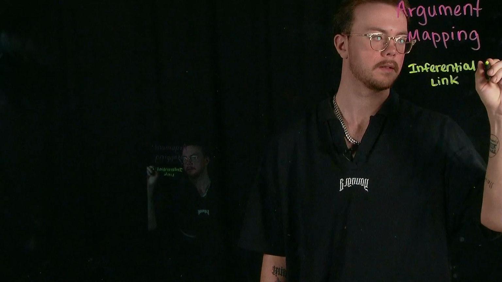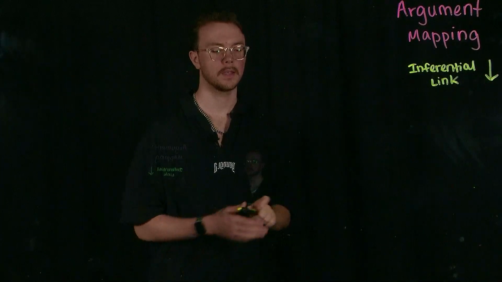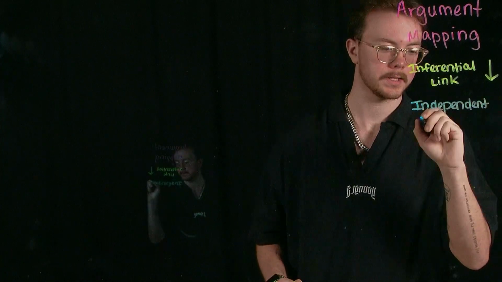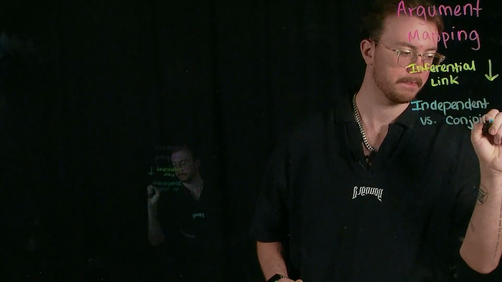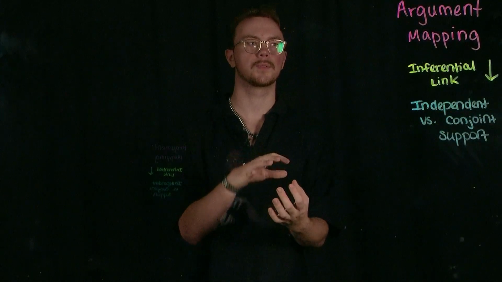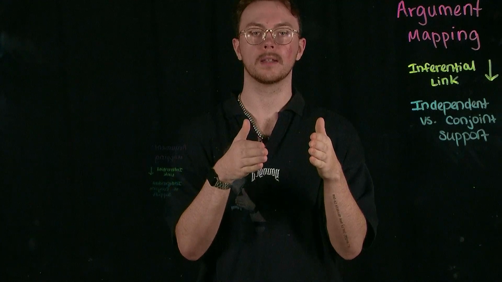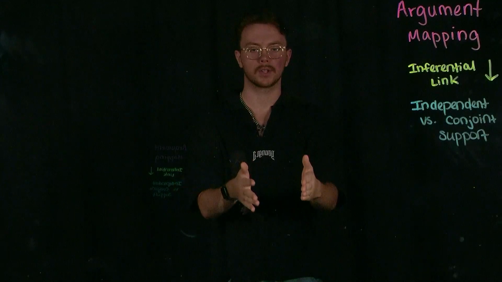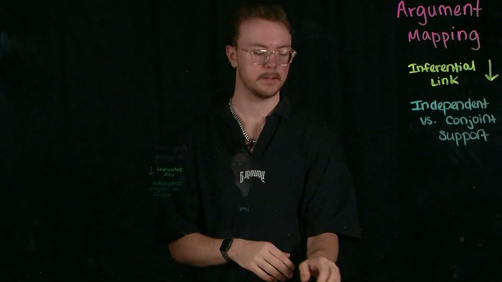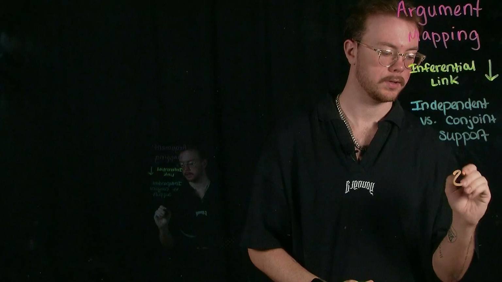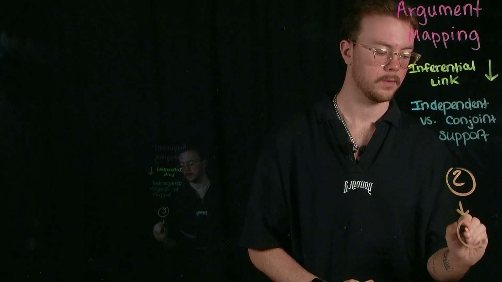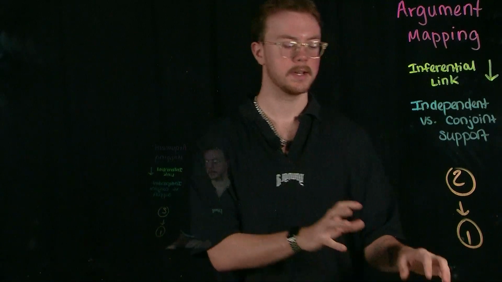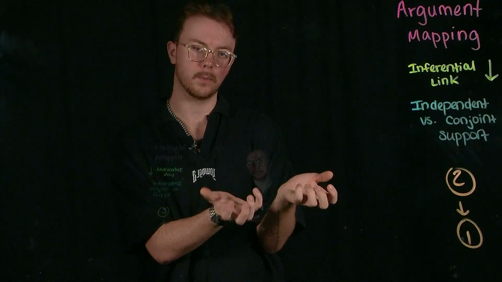Inferential link. That's what an arrow is. There's also going to be independent as opposed to conjoint support. That argument I just showed you, where 2 meant 1, had only one line of logic happening, right? There was only one logical flow happening in my argument. It looked like this: 2, therefore 1. Super clear. Sometimes, though, there are a lot of things going on that mean one thing.